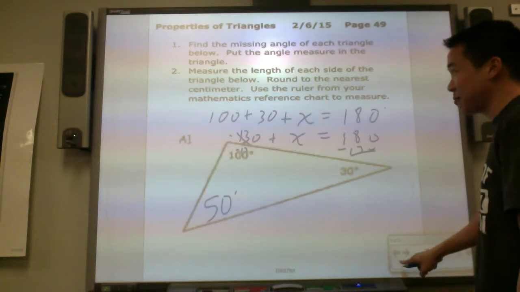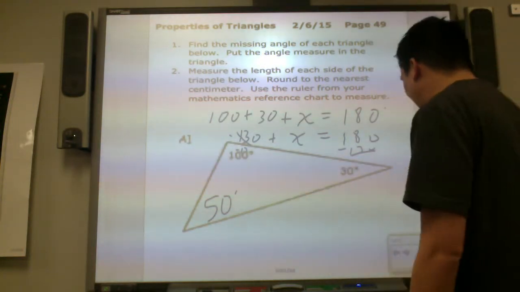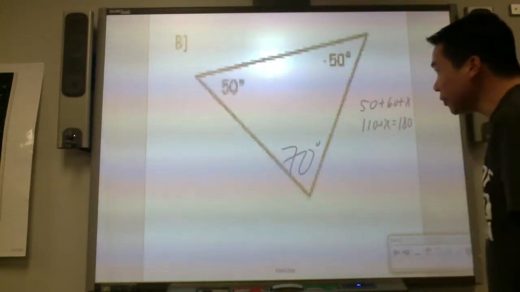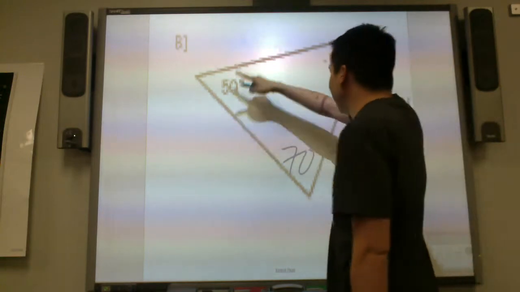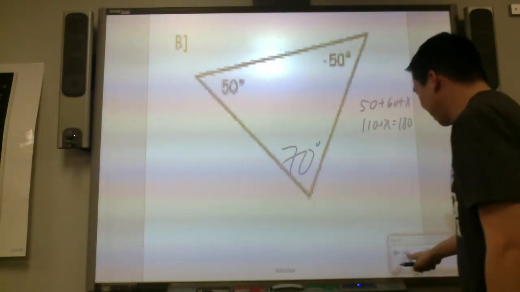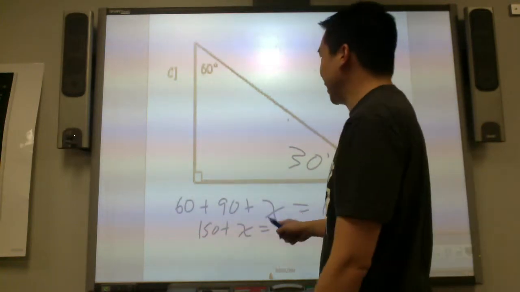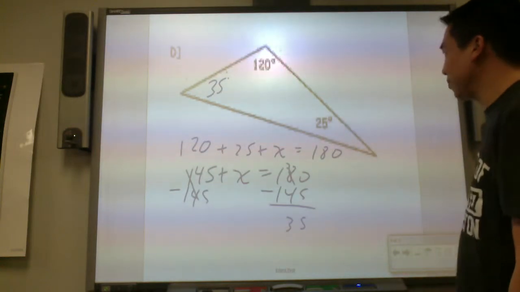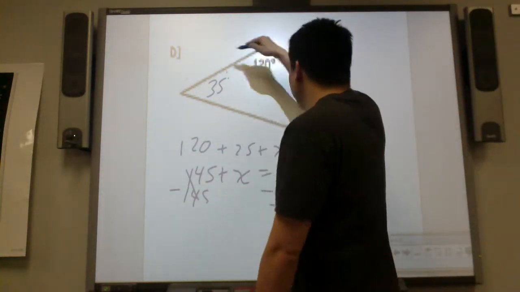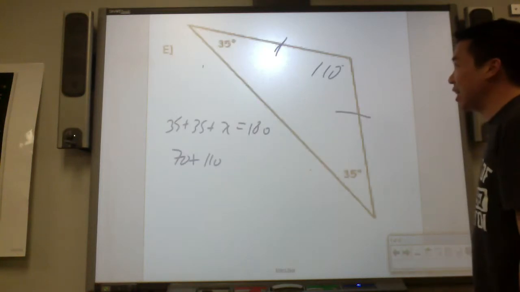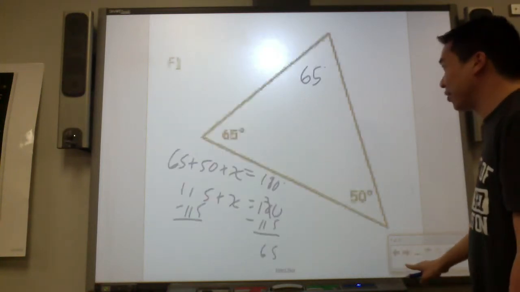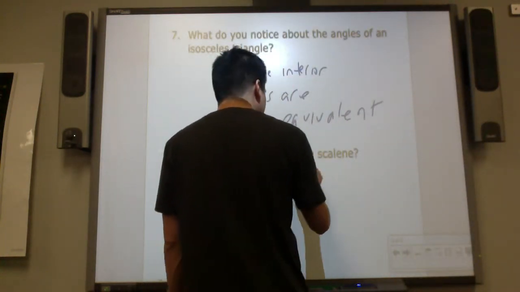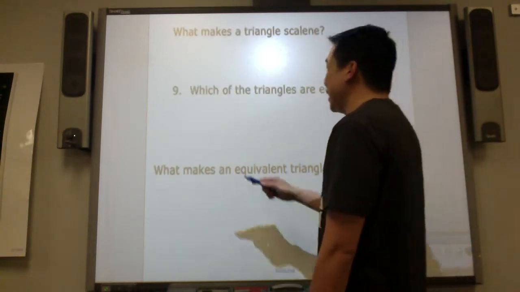So let's go back to our choices. All of these are different. So A, this is the longer side, this is a medium side, this is a shorter side. B, all of these are different sides, 50, 60, 70. C is again all different. D, this is the longest, this is the medium, this is the shortest. Not E and not F. So it is A through D.